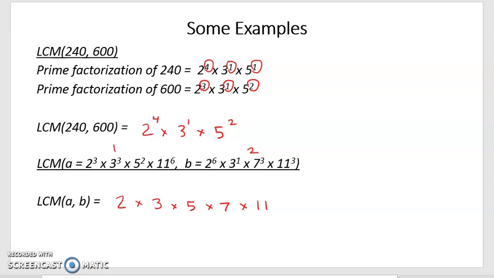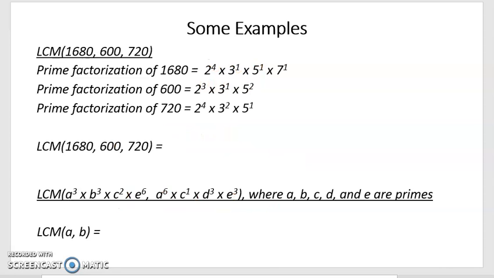Okay, then identify the greatest exponent. For 2, you've got 2 cubed and 2 to the sixth. The greatest of those exponents is 2 to the sixth. For 3, you've got 3 cubed and 3 to the first. So that's 3 cubed. For 5, it's only in number 1, so that is 5 squared has to be included. For 7, you've got 7 cubed. That's the greatest exponent of the 7's. And lastly, for 11, you've got 11 to the 6th, 11 cubed, so that's 11 to the 6th. That would be a large number.